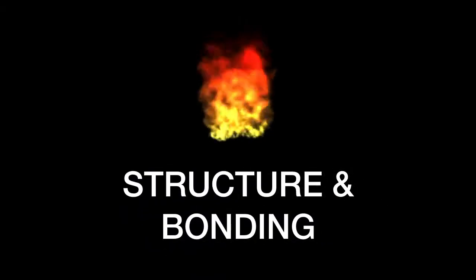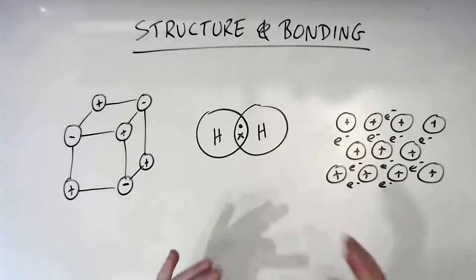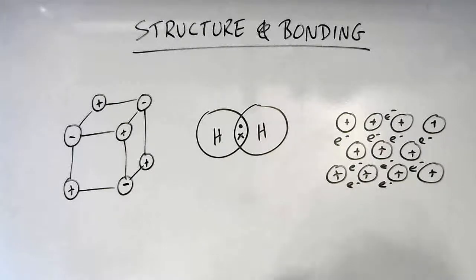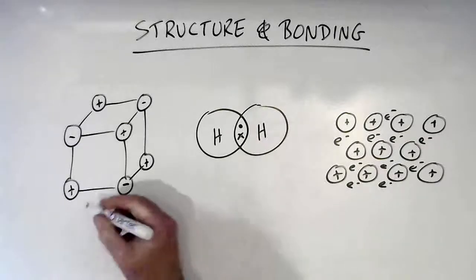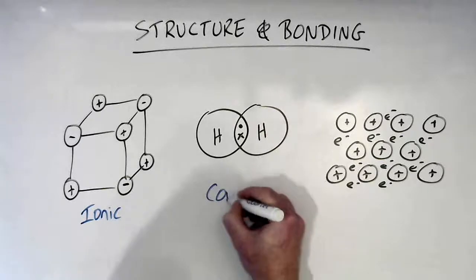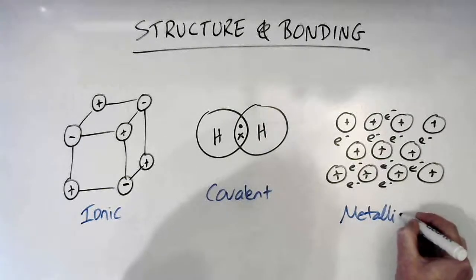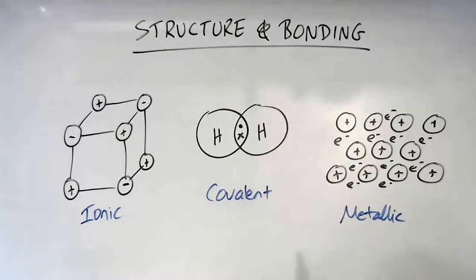Number 2, structure and bonding. You're going to be looking at structure and bonding at A-level in a lot more detail than you did at GCSE. So it's really important you take through with you your knowledge of ionic bonding, of covalent bonding, and metallic bonding, and those examples that you learned at GCSE.